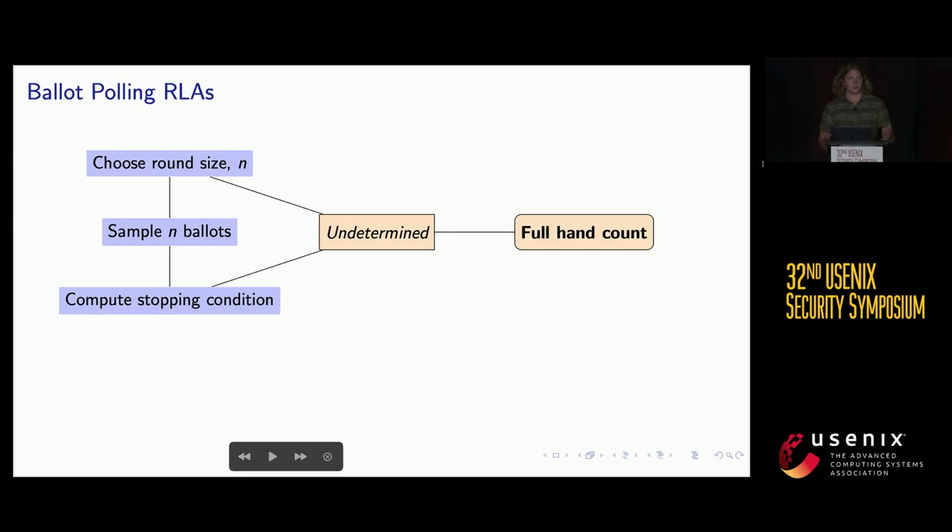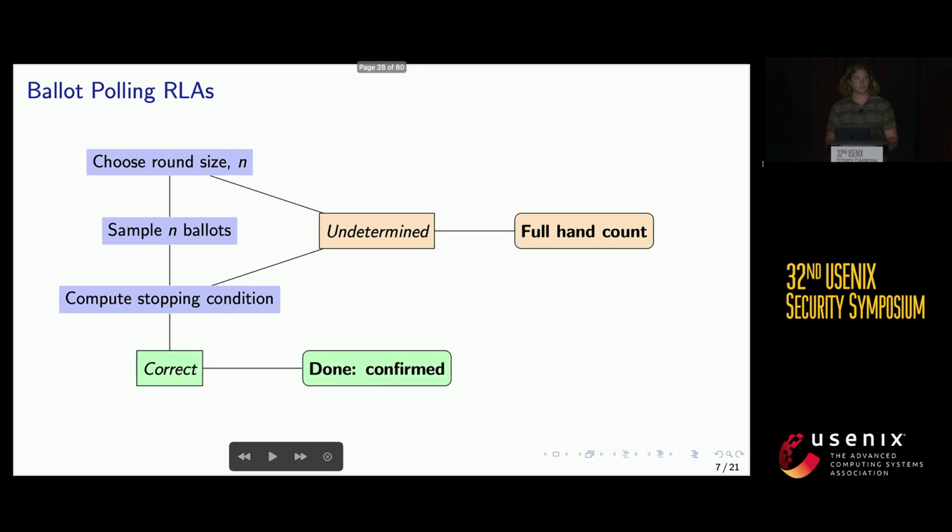Or at some point when election officials decide to, you can proceed to a full hand recount of the ballots, which doesn't contribute to the risk because you'll count all of the ballots and reveal the underlying distribution. Or the stopping condition outputs correct, which means you've confirmed the result and you're done.